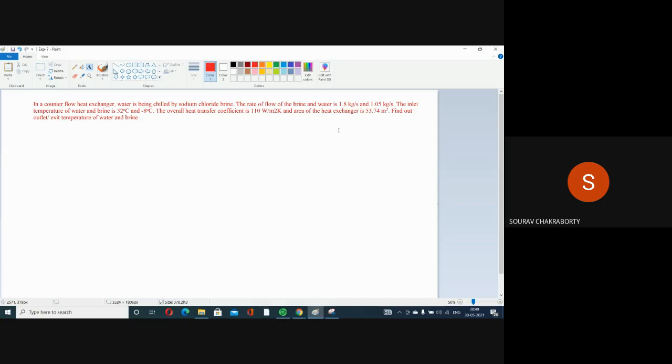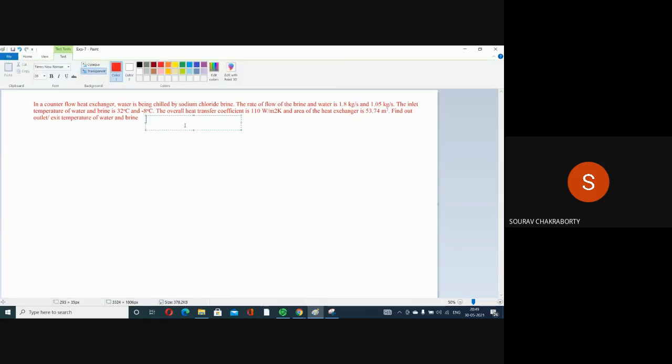So this is condition 2, as we have discussed. For this we need to calculate effectiveness. What are the other given data? CPH we can write down. CPH is given. Water is the hot fluid here.